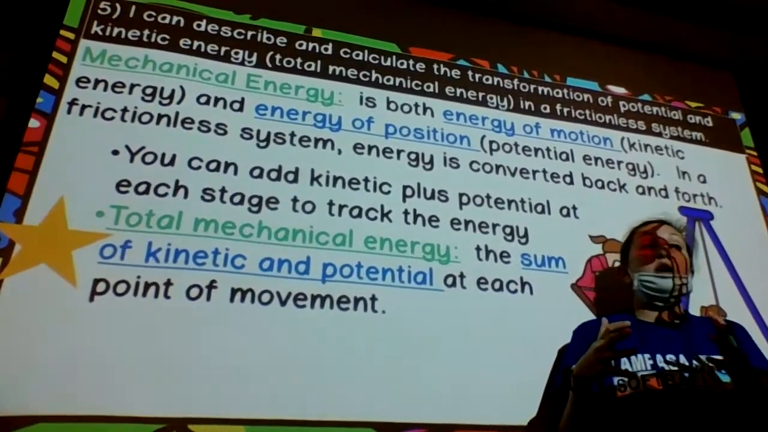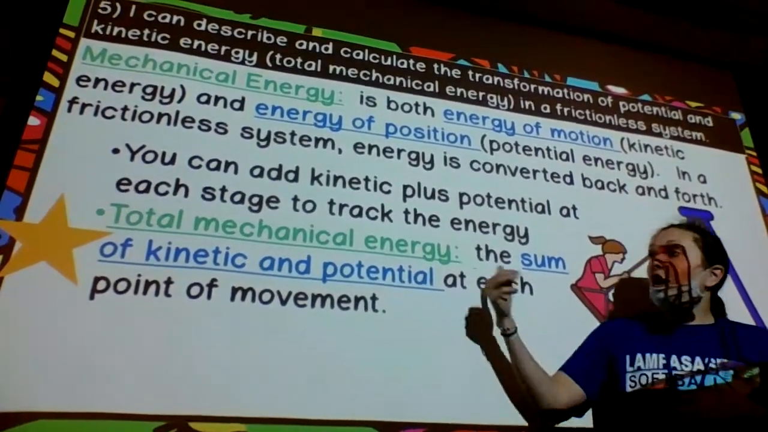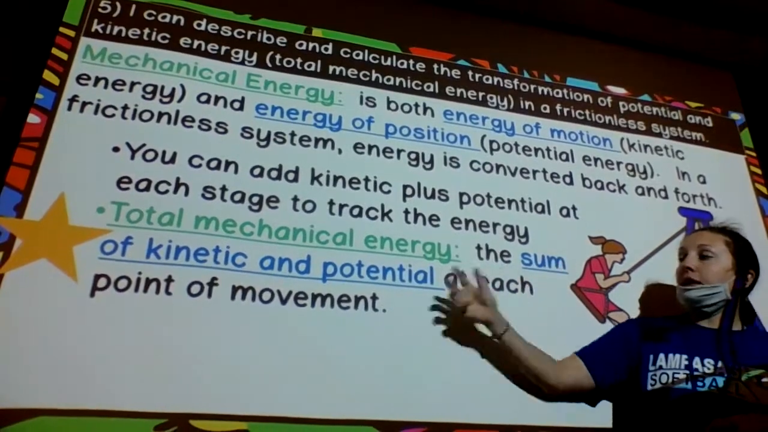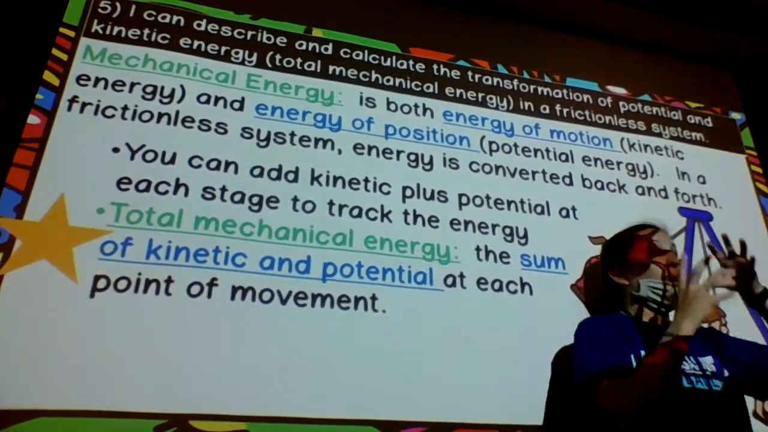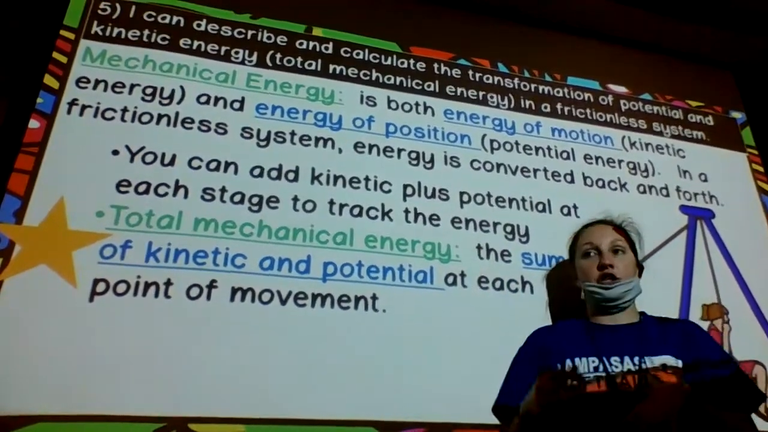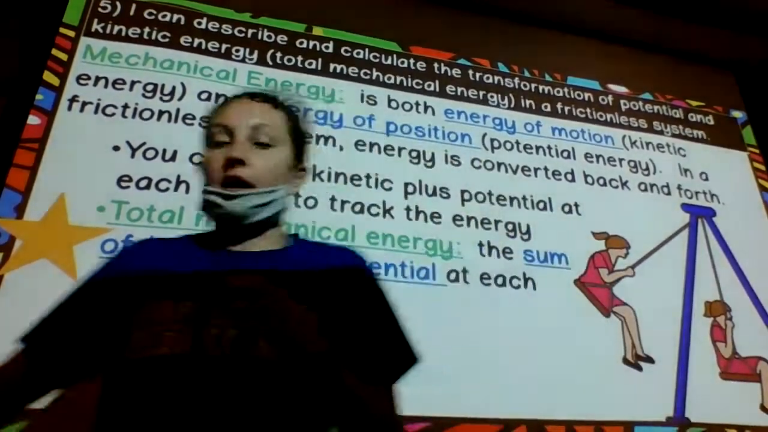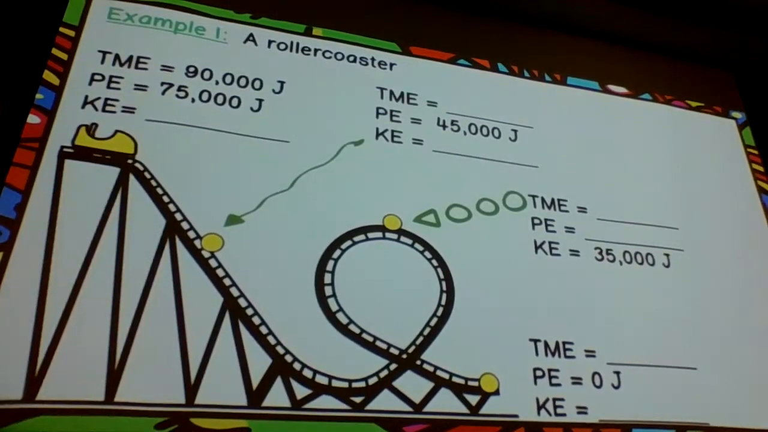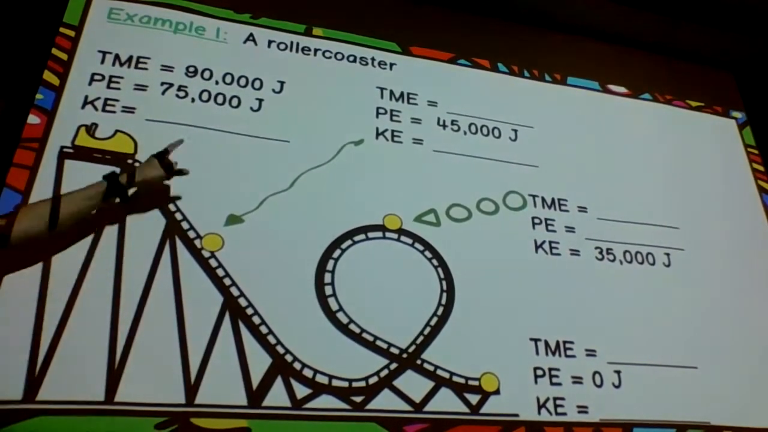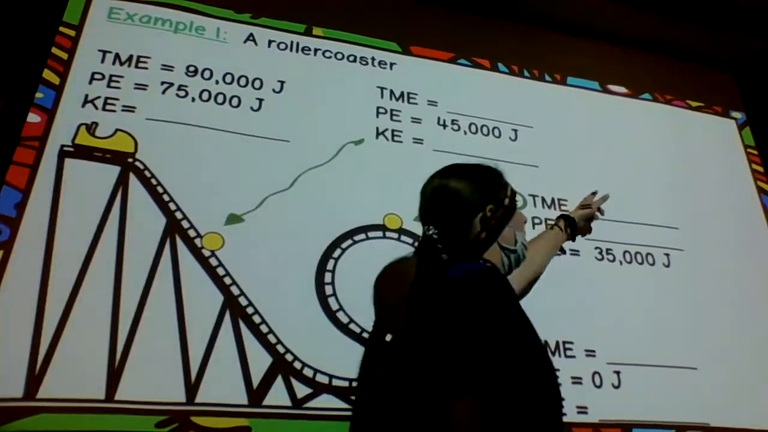All right, so how that plays with today is our total mechanical energy, kinetic plus potential. The total should always be the same no matter what stage you're at in your situation. Okay, so let's see exactly what that looks like. This is our example one. This is where you're going to start writing in the blanks here. Okay, we're going to talk about what goes where.